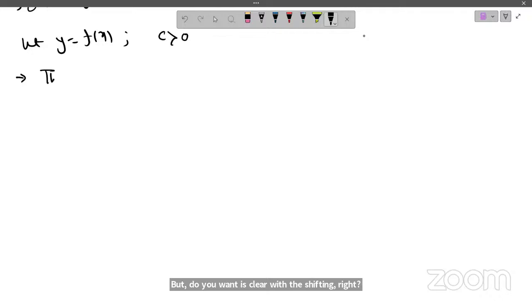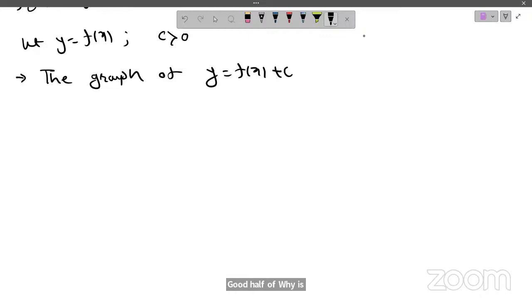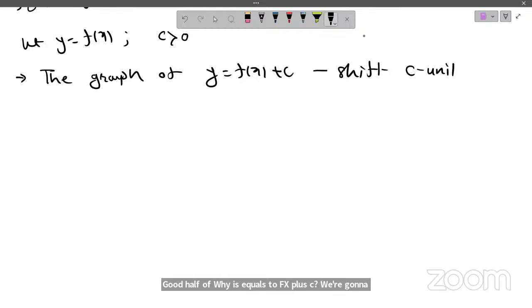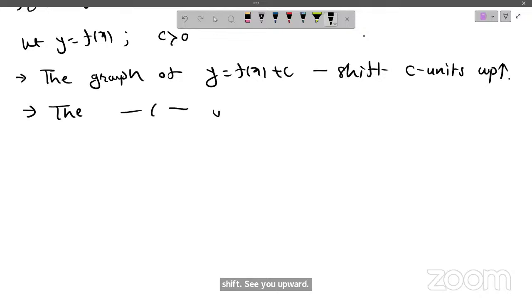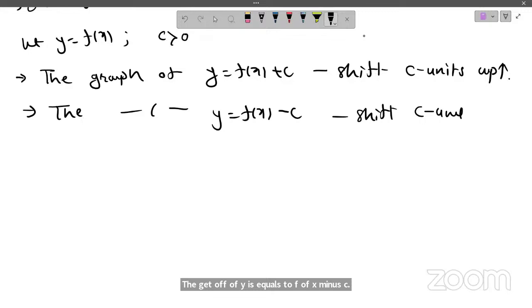So the graph of y equals f(x) plus c will shift c units upward. And the graph of y equals f(x) minus c will shift c units downward, right?